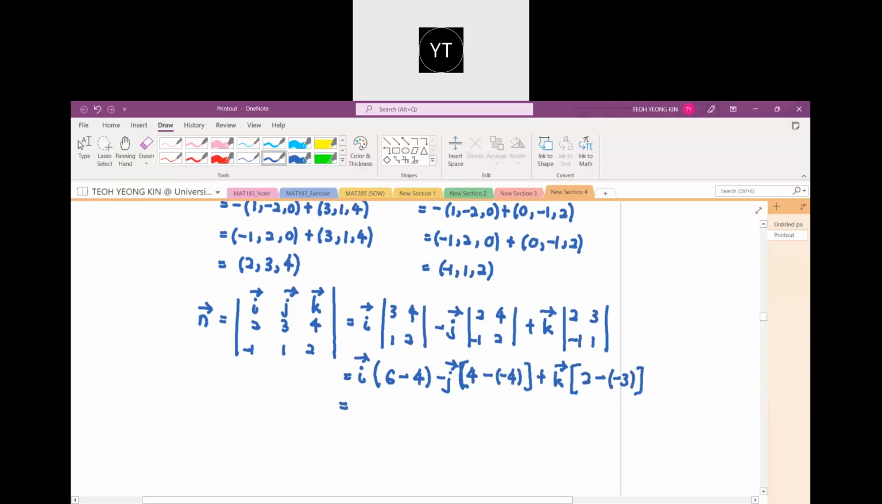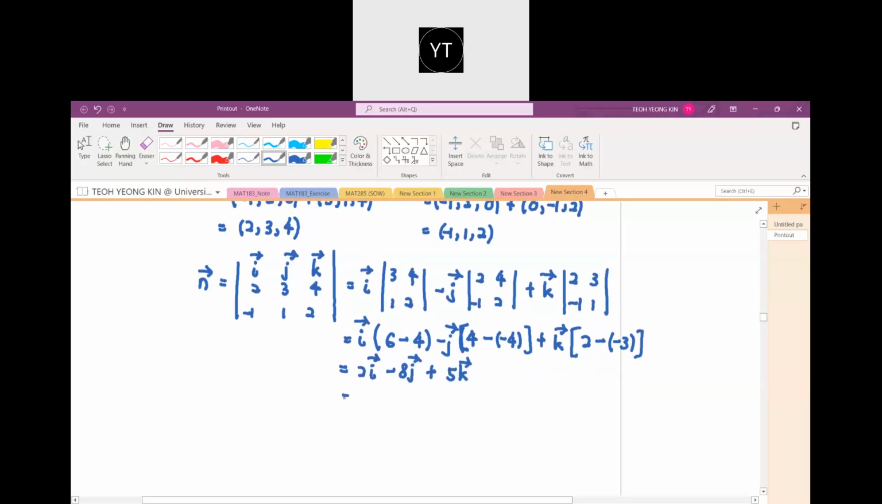So from here, 6 minus 4 is 2i. 4 minus negative 4 is plus 4, which is 8, so negative 8j. And finally, plus 2 minus negative 3 is 5k. I can change it into the coordinate form, which is 2, negative 8, and 5. So here is our normal vector.